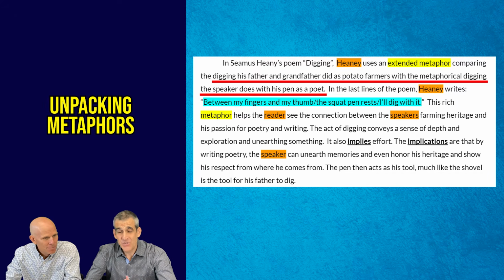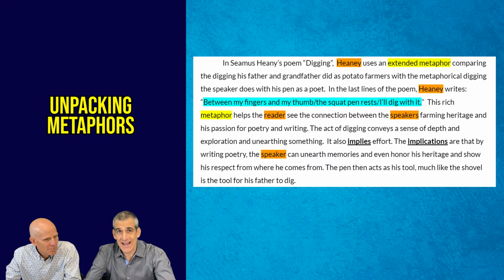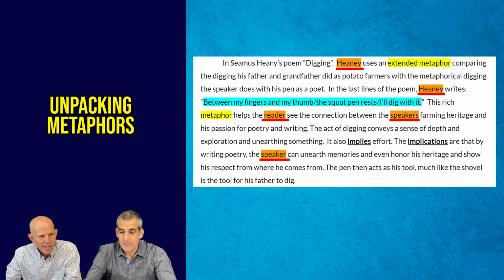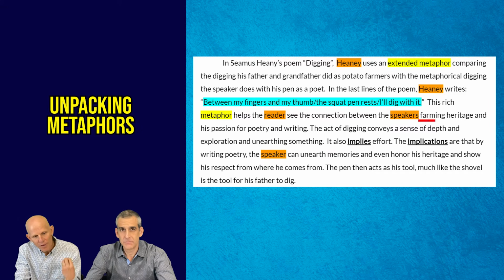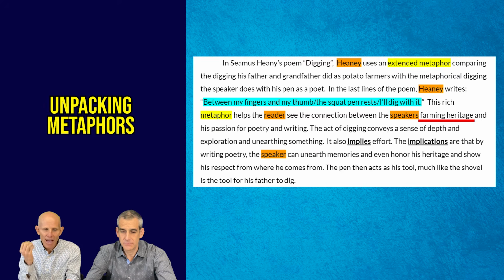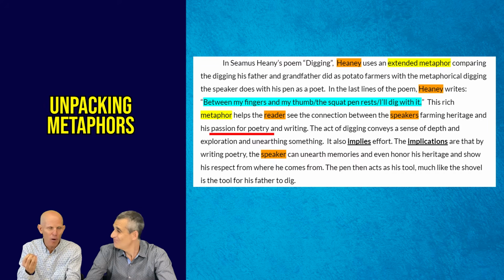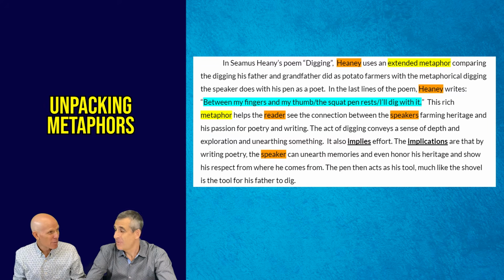We also notice that this writer is not just talking about the metaphor itself, but is discussing how the speaker is using the metaphor to shape meaning. And I think that's very different. I like the way the writer talked about the farming heritage and the passion for poetry. I love the phrase passion for poetry. You know that the speaker is passionate about writing and poetry.